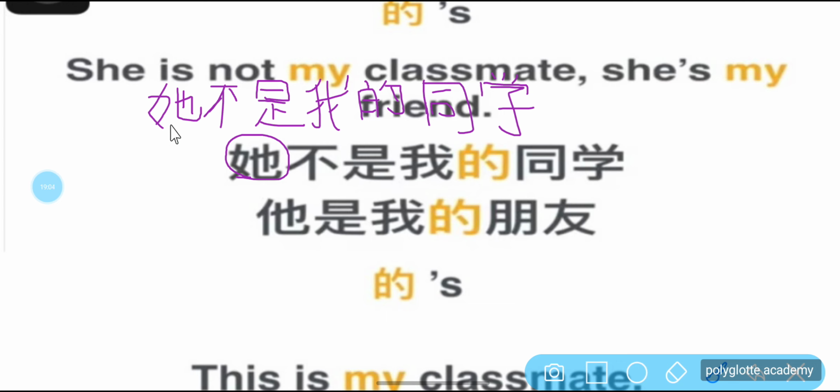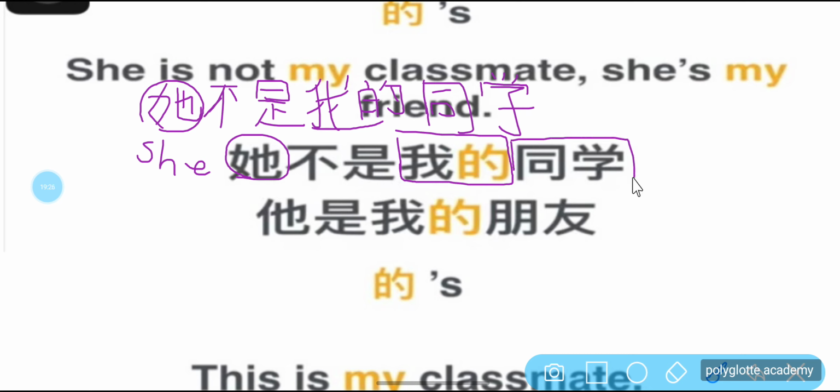她不是, 她 here is she. 不是 means is not. 我的 is the Chinese word for my. 同学 means classmate, somebody we study together. So 她不是我的同学. So she is not my classmate.